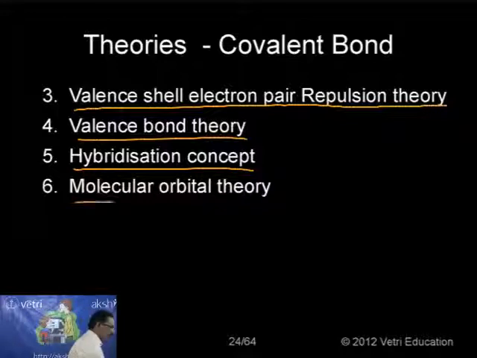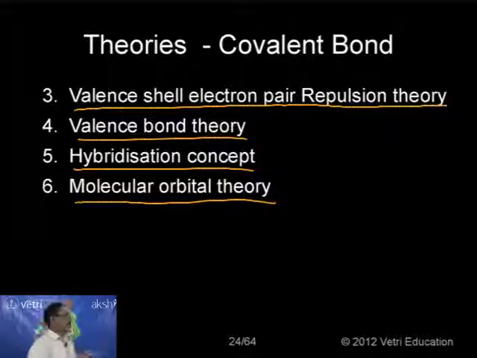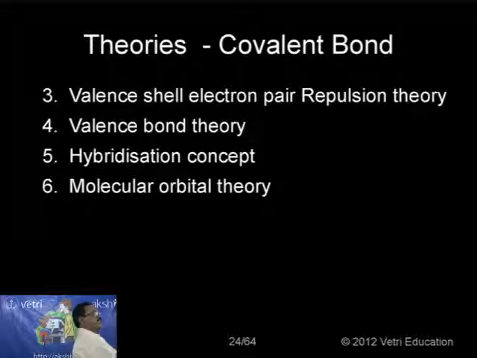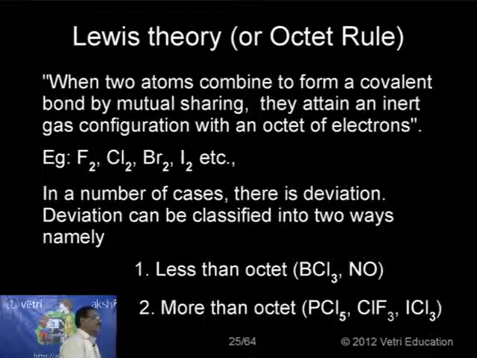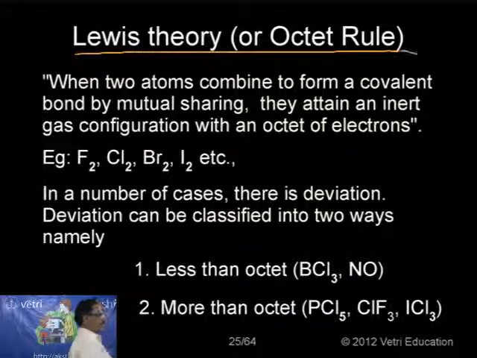Then another interesting one, molecular orbital theory. We must understand it to understand the covalent bond, because molecular orbital theory gives information on magnetic character, paramagnetic character, bond order, bond stability, everything. Okay, let me go one by one through each theory, so kindly follow me. Let me first take Lewis theory or the octet rule. What does the theory say?